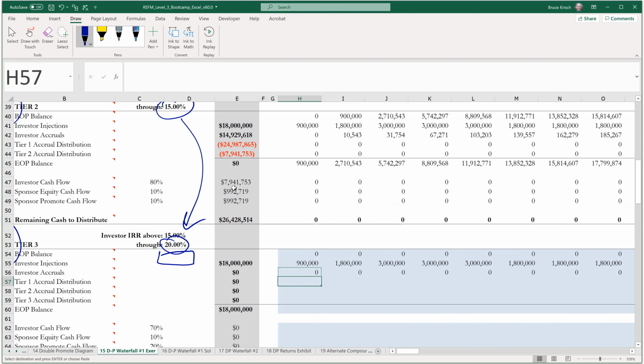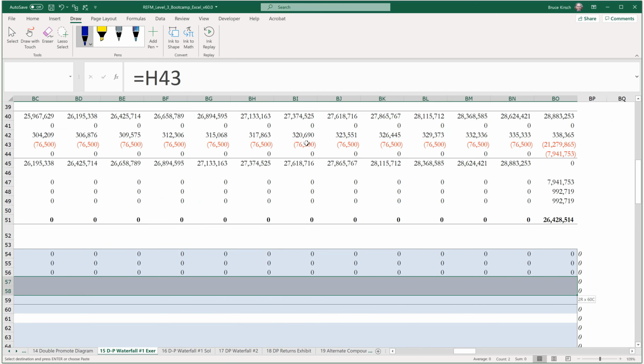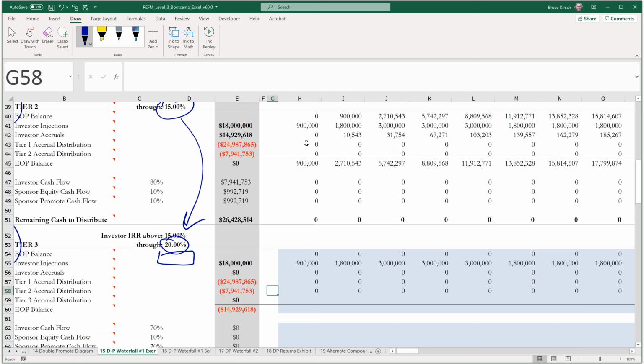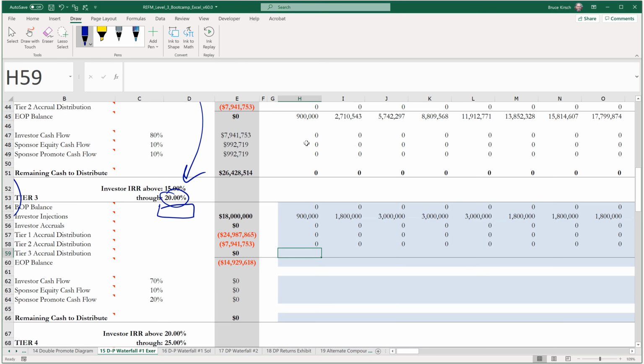The Tier 1 and Tier 2 accrual distributions are right here, so we're just going to reference them in the 2 rows above, H43 and H44 respectively, and get those laid in. And then the Tier 3 accrual distribution is the first row where we have to do any legitimate thinking about how this is supposed to work.